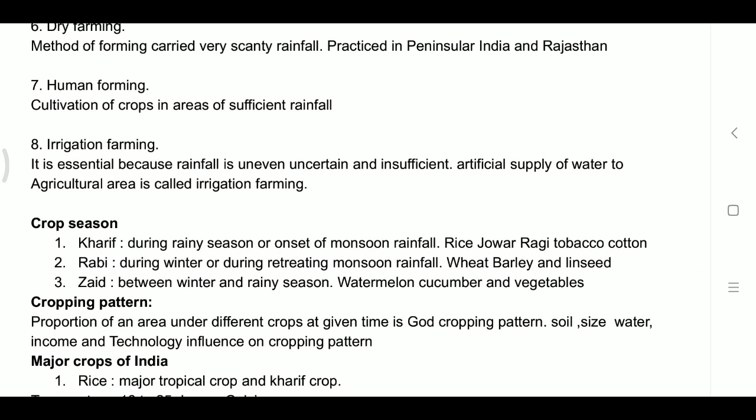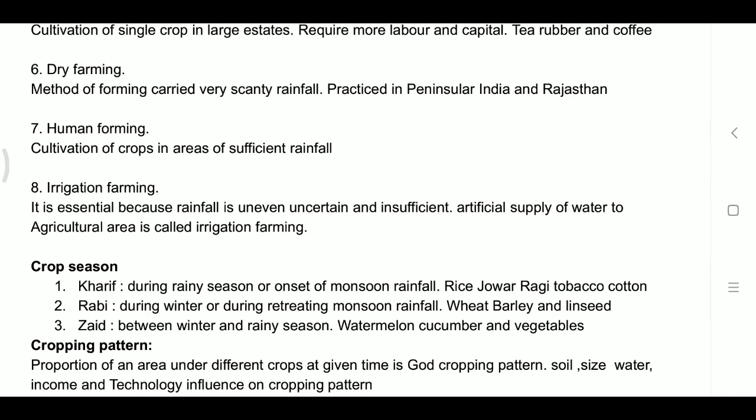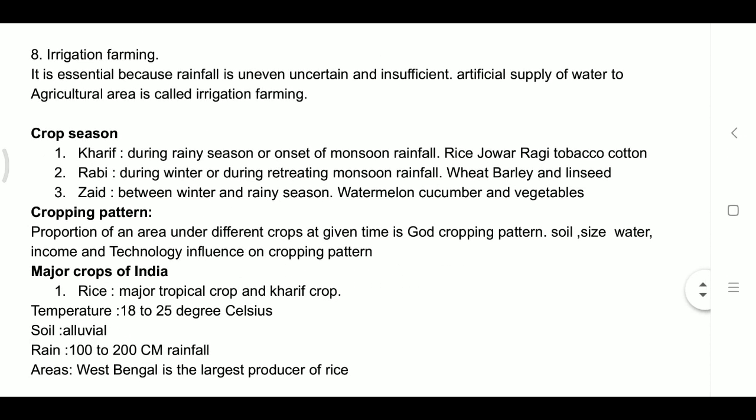Humid farming. Where there is sufficient rainfall, where there is more availability of rainfall, more availability of water, there is humid farming. Irrigation farming. Irrigation is nothing but artificial supply of water to agricultural fields. So in India it is very essential.